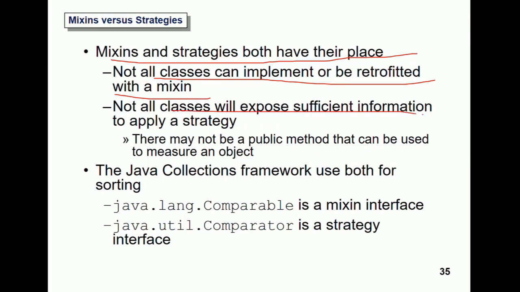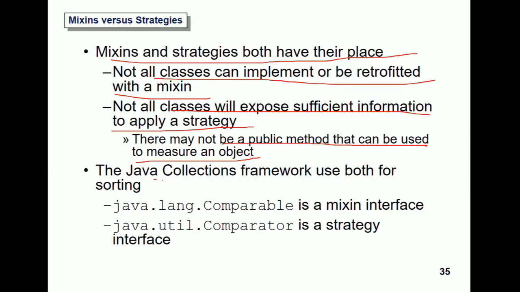But also not all classes will expose sufficient information to apply a strategy. So when you don't control a class, you're still hoping that there's a method in there that's going to return the data that you want. In the Cashbox, it's the total amount in the Cashbox, or in the bank account, it's the total amount of money in the bank account. So you're still hoping that there's a method that's going to return that information for you. But not all classes will do that. Some classes are not going to return anything at all. So in that case, you can't apply a strategy, or you can't apply a Mixin. You just can't do anything with those classes. There may not be a public method that can be used to measure an object.